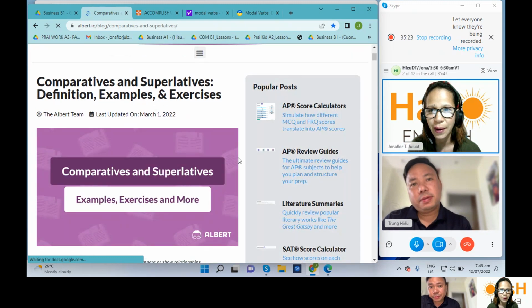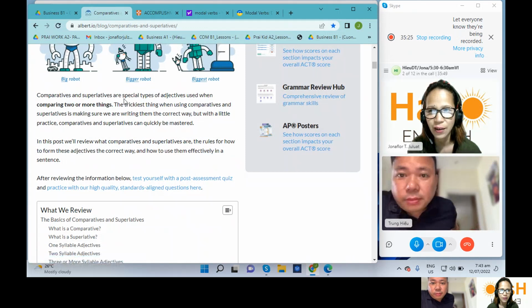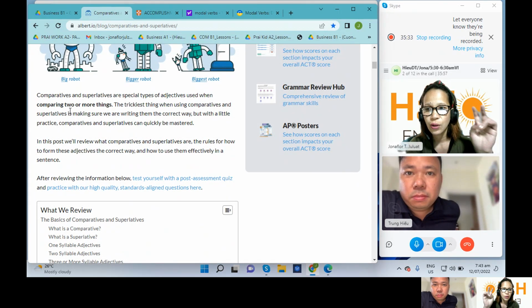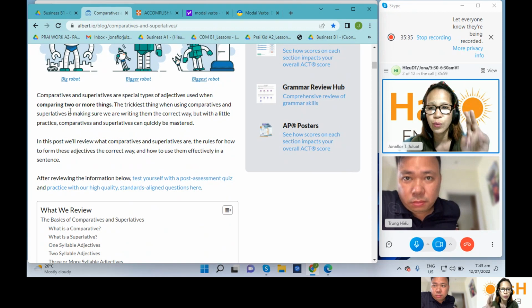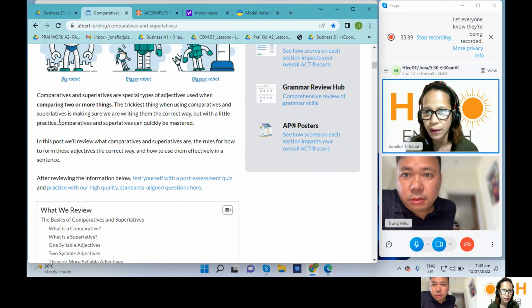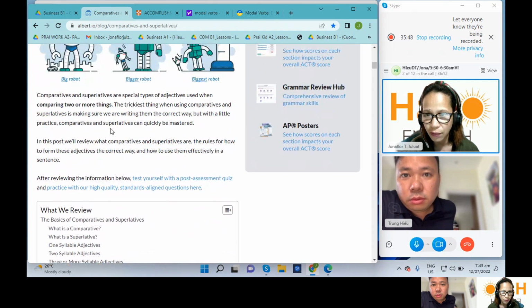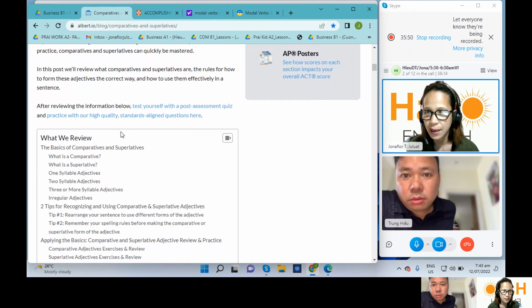Okay, let's learn about comparative and superlative again. Comparative and superlative are special types of adjectives used when comparing two or more things. The trickiest thing when using them is making sure we write them the correct way, but with a little practice, comparative and superlative can quickly be mastered.